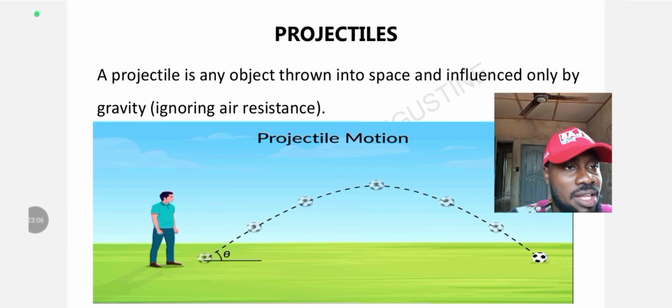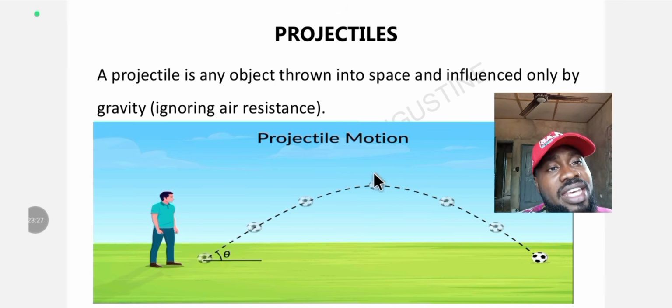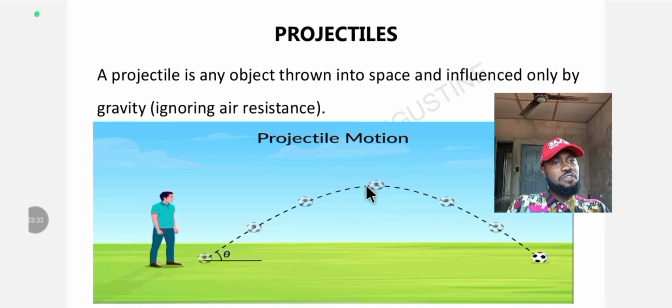A projectile. Take for example what we have on the screen. You can see the angle of the resting point of this ball. This is a person attempting to kick this ball. When this person kicks the ball, it has been thrown into space as an object. The ball begins to accelerate. Here is the maximum acceleration of this ball before it can start to feel the effect of gravity.